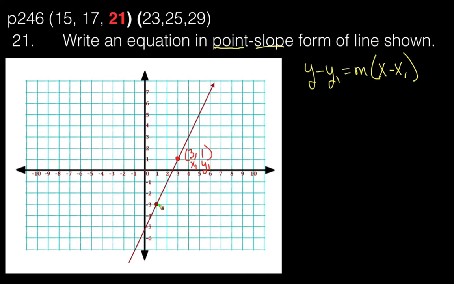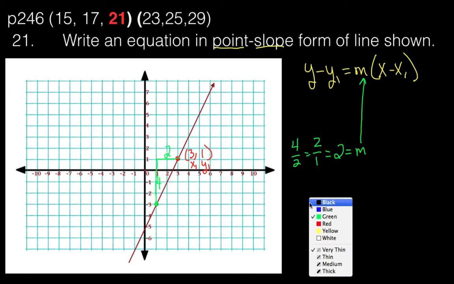Well, I have a point right here. Okay, let's see how many times it goes up. 1, 2, 3, 4. So it rises 4, and then it goes over 1, 2, and it runs 2. So if it rises 4 and runs 2, it's basically 2 over 1, or simply put, just 2. And that's my slope right there.